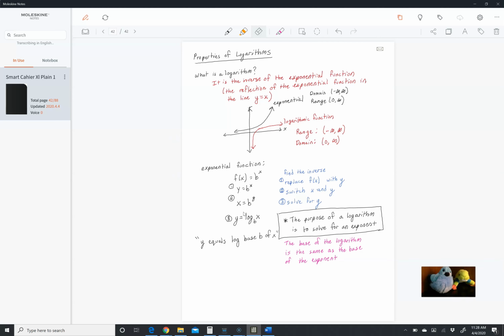Okay? And the other reason why it's important is that it's log base b of x. So x is not an exponent, okay? So we don't want to say base b to the x. It's not an exponent. We want to say log base b of x because this is a function and you have to take the log of something. Log without anything means nothing, okay?